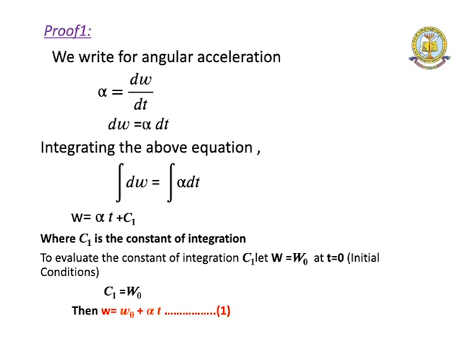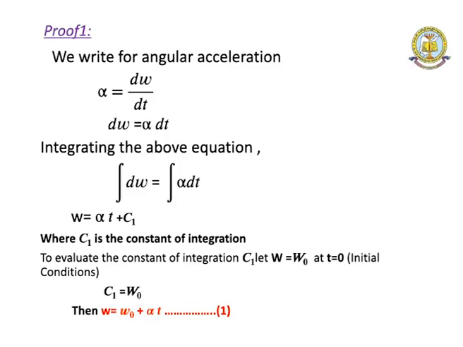So you can write d omega is equal to alpha into dt. Applying integration on both sides, integration of d omega is equal to integration of alpha dt. Integration and differentiation cancel, so omega is equal to alpha into integration with respect to t. Alpha is the constant, and the integration of dt is t. So plus c1, where c1 is the integral constant.